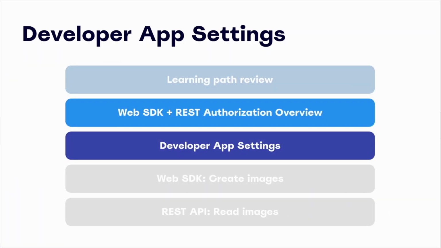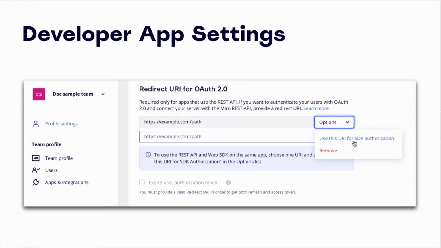So we have a bit of a better understanding about how the Web SDK and REST API handle authorization. But to ensure we can build a truly full-stack app that leverages both, we need to ensure we handle our developer app settings in Miro appropriately, and that these capabilities can communicate with each other respectively. To do this, we'll navigate to the developer app that we created in Miro during the initial flow where we created our boilerplate app from the command line using create Miro app.